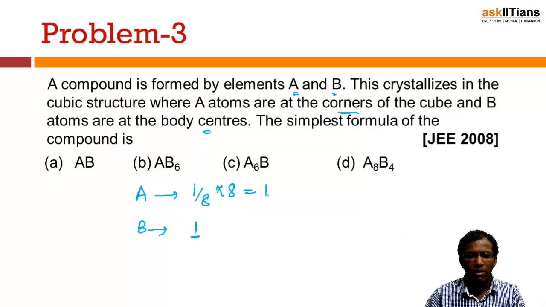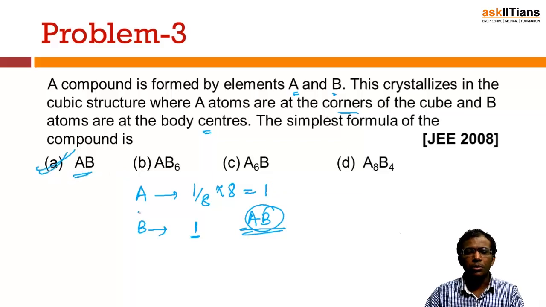So it will be A1B1, that is AB. So it is very simple. The simplest formula of the compound is AB. So option A is the correct option.